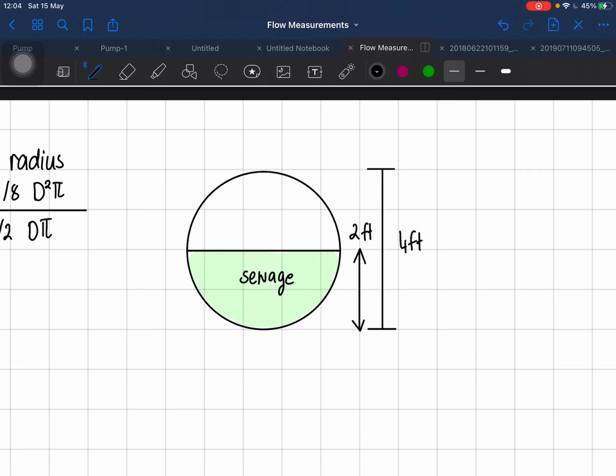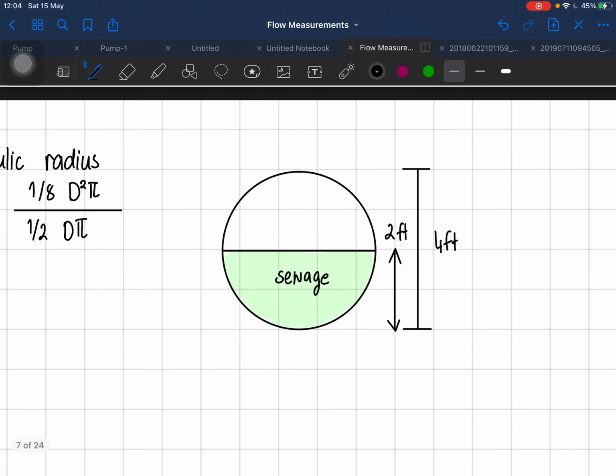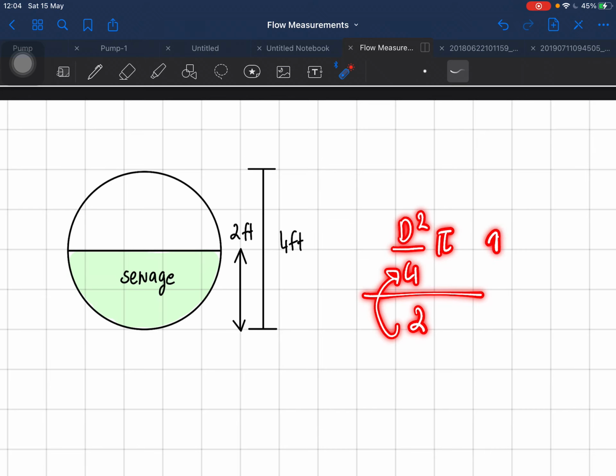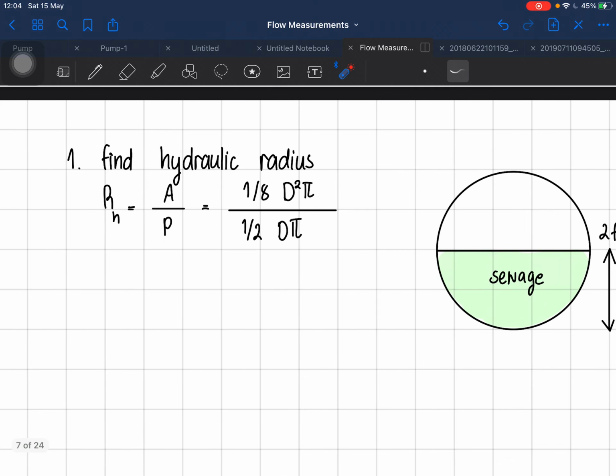Okay, so if it's half like this, it's pi d squared over 4, right? And it's going to be divided by half, so over 4 pi over 2. So 2 times 4 is 8, right? So this is the thing that we have here. So we can cancel out, and it's d over 4.